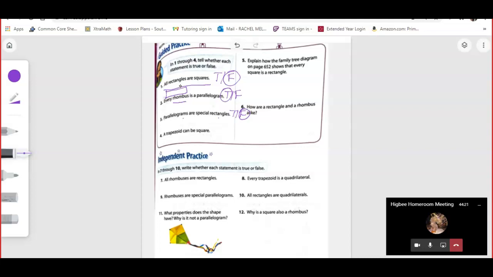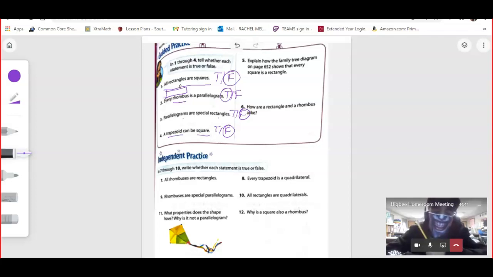Okay, what about this one? A trapezoid can be a square. Okay, Rita, what do you think? False. Why do you think that's false? Because a square has to have all sides equal, and a trapezoid only has two sides that are equal. Okay, very good. Well, their sides don't have to be equal, they just have to be parallel. But you're right.